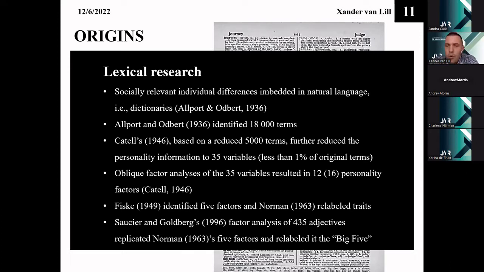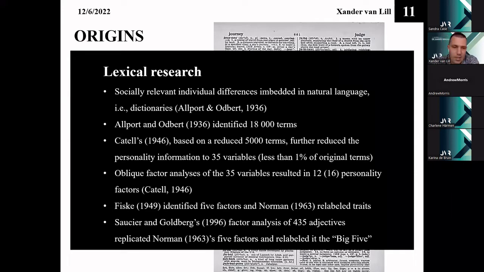And that's also what resulted in what we today know as these 16 factors captured in the 16 Personality Factor questionnaire. Now, Fiske took the research further, and they identified the 5 factors, and it was Norman who in the 1960s relabeled those traits more akin to what we know today as the 5-factor model.